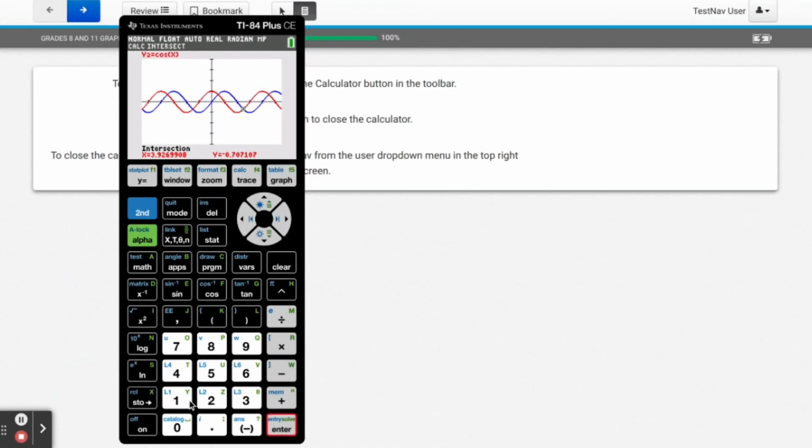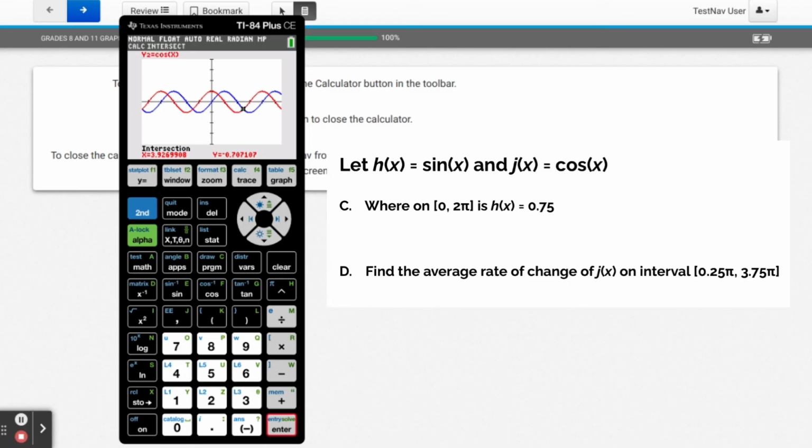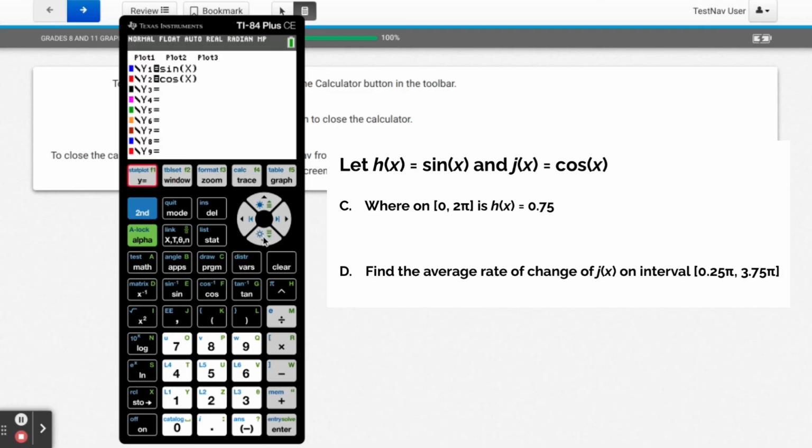All right, so now we are being asked where h of x is 0.75. So the h of x was the sine, so let's pretend that the cosine's not there, and we can do that by going to the equal sign, and now it's gone. Okay, so only sine shows up. I care when it's equal to 0.75 on the interval 0 to pi. So what I'm going to do is I'm going to graph 0.75.